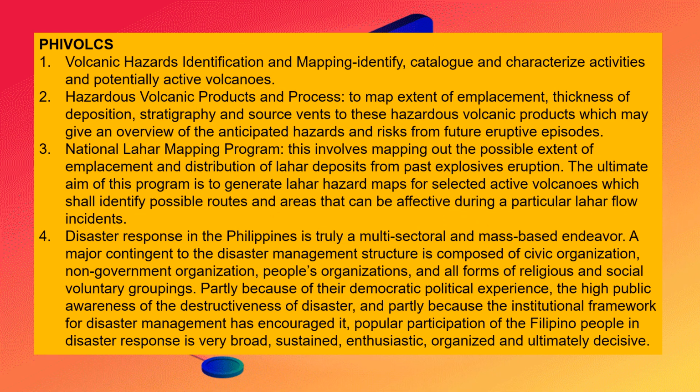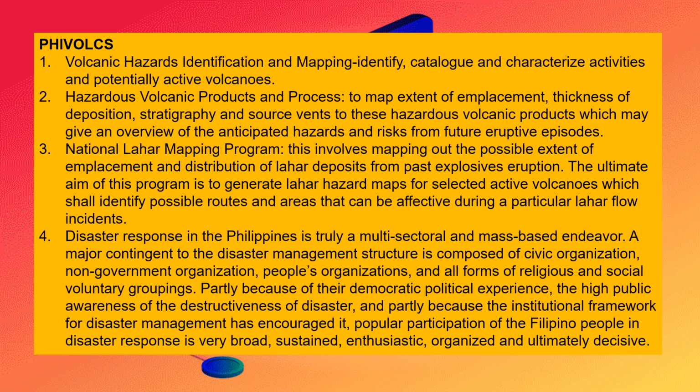PHIVOLCS. Number 1. Volcanic hazards identification and mapping. Identify, catalog, and characterize activities and potentially active volcanoes. Number 2. Hazardous volcanic product and process. To map extent of emplacement, thickness of deposition, stratigraphy, and source vent of the hazardous volcanic products, which may give an overview of the anticipated hazard and risk from future eruption episodes.